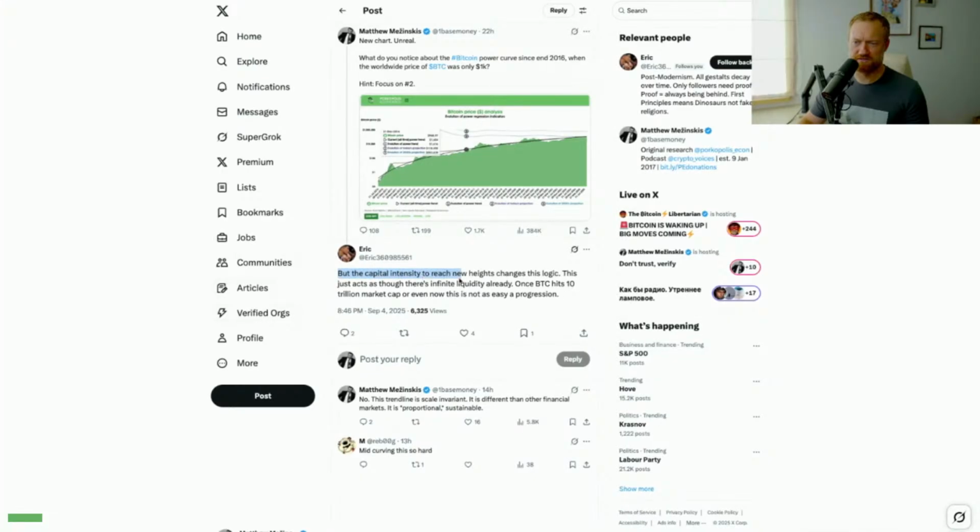So the capital intensity to reach new heights changes this logic. This just acts as though there's infinite liquidity already. Once BTC hits a 10 trillion market cap, or even now, this is not as easy a progression.